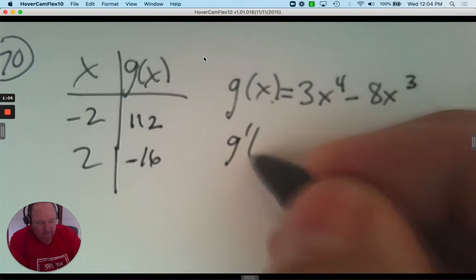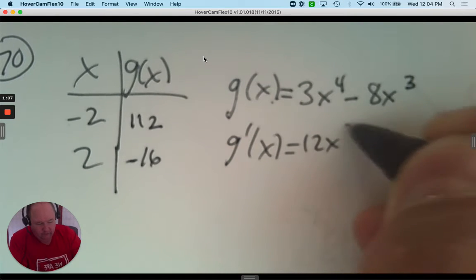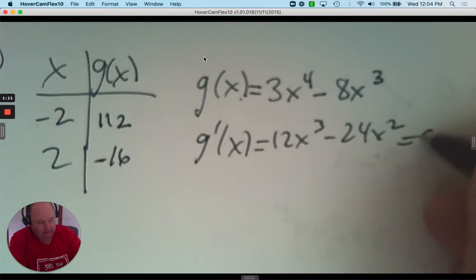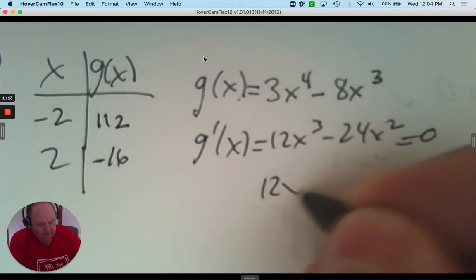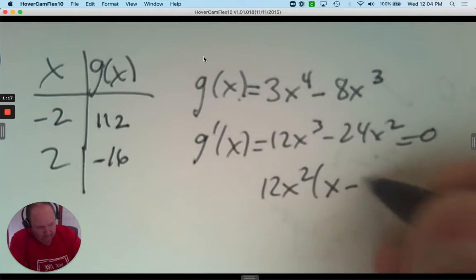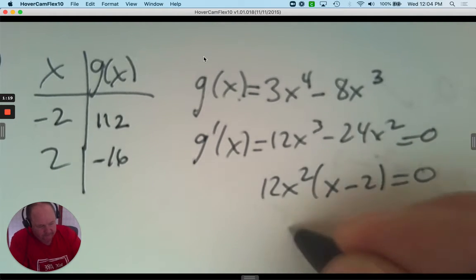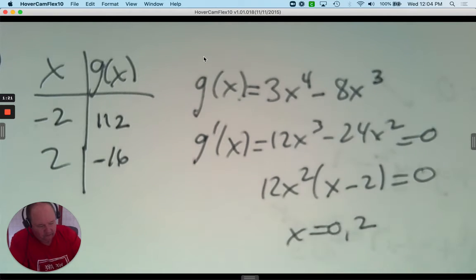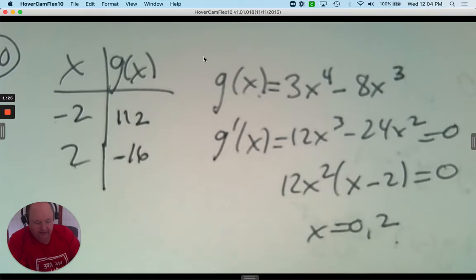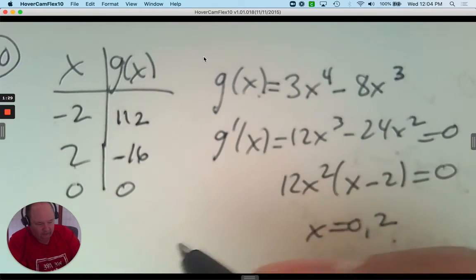Take the derivative. That's 12x cubed minus 24x squared. Make it equal to 0. We're going to factor out 12x squared. That gives me x, subtract 2. So the two answers are 0 and 2. So we already have 2, that's here, at -16. We'll add 0 to the list. 0 gives me the answer 0.